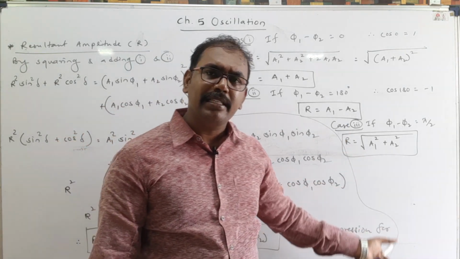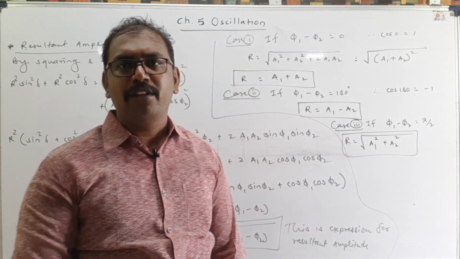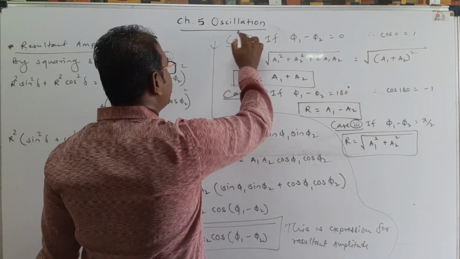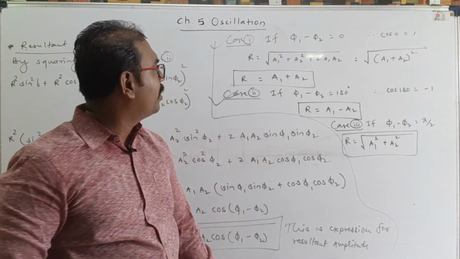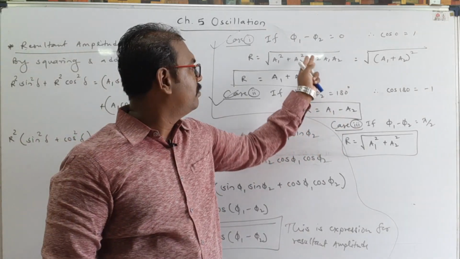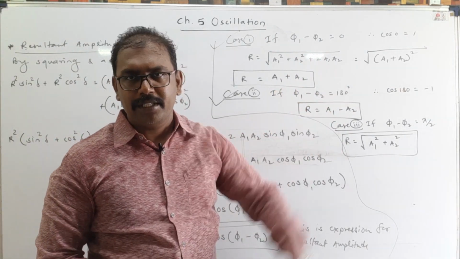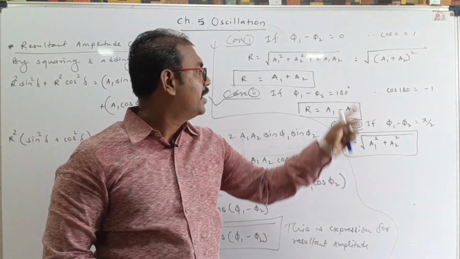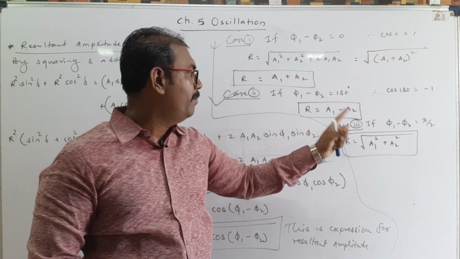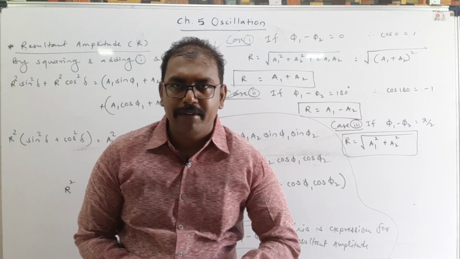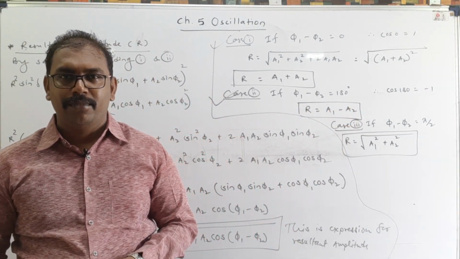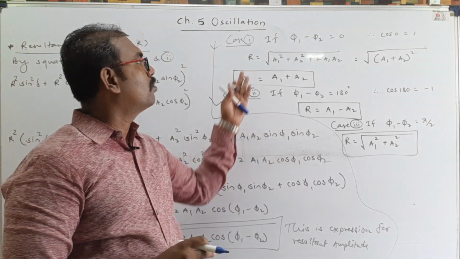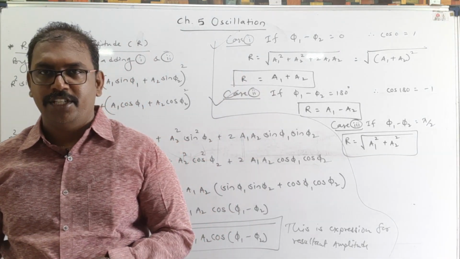We can write many cases here by substituting different values of the phase difference. But that's it here. We require these two cases in another chapter. So you remember this: when they are in the same phase, the resultant amplitude is a1 plus a2. When they are out of phase with a phase difference of pi or 180 degree, then the resultant amplitude is a1 minus a2. So in today's lecture, that's it only. This chapter we have to continue in the next session. Thank you.